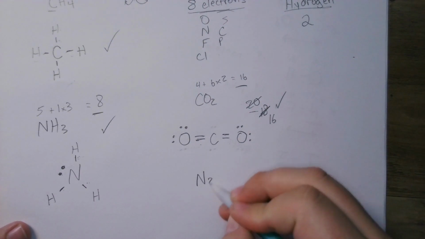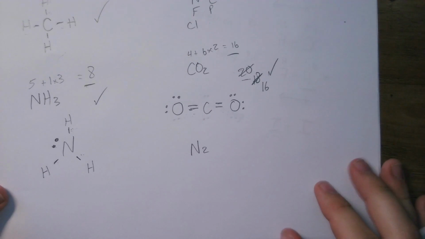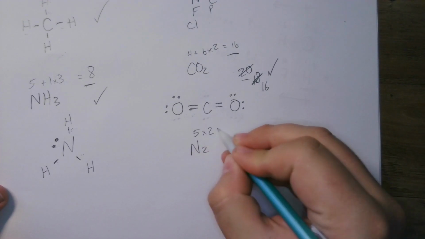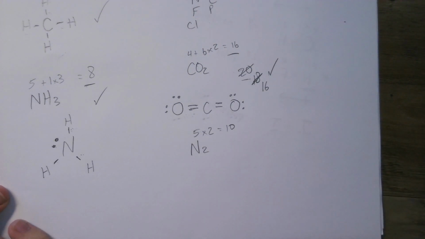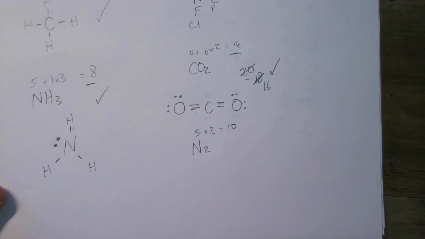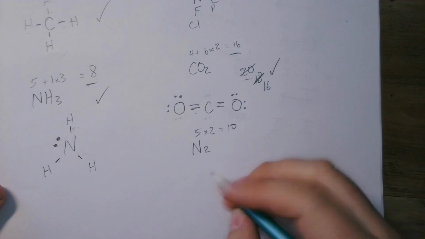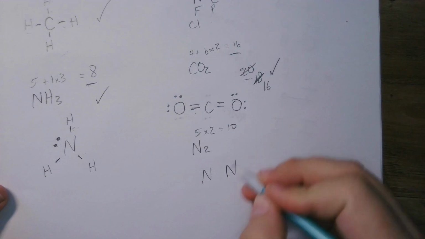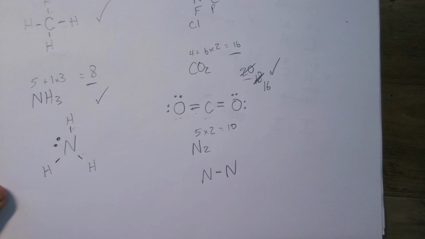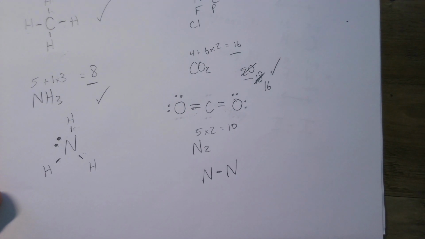The last one we have here is N2. Nitrogen has 5 valence electrons. There's 2 of them in this drawing. I have 10 electrons to work with. Now here's a situation where I don't really have a center atom. It doesn't really matter which one you pick then, because you only have 2 of them, just draw them next to each other and put a line between them. There's technically not one in the center, but you wouldn't really be able to tell the difference anyways.